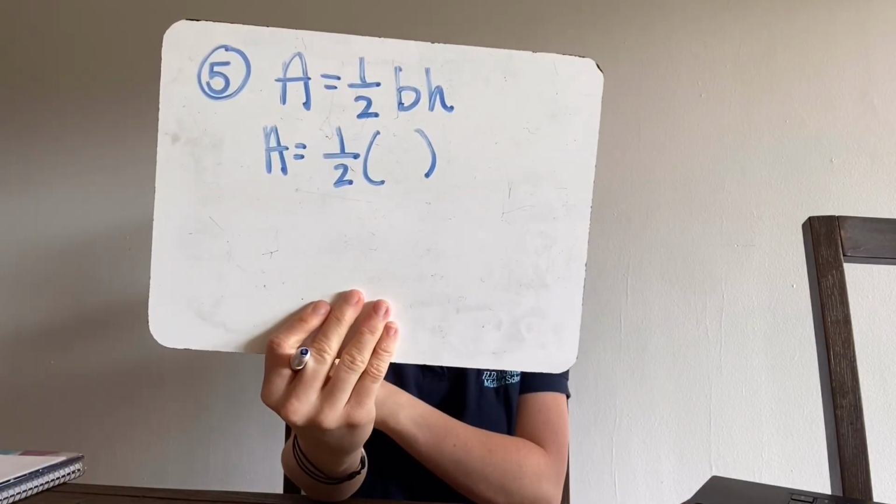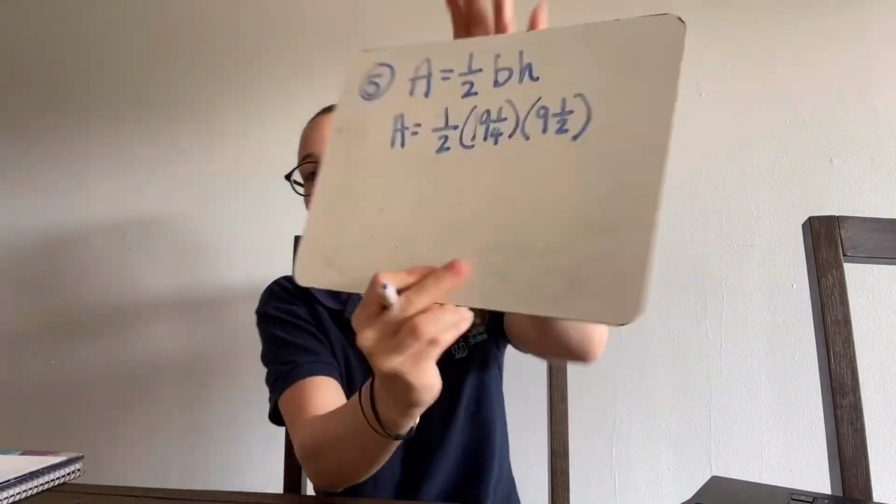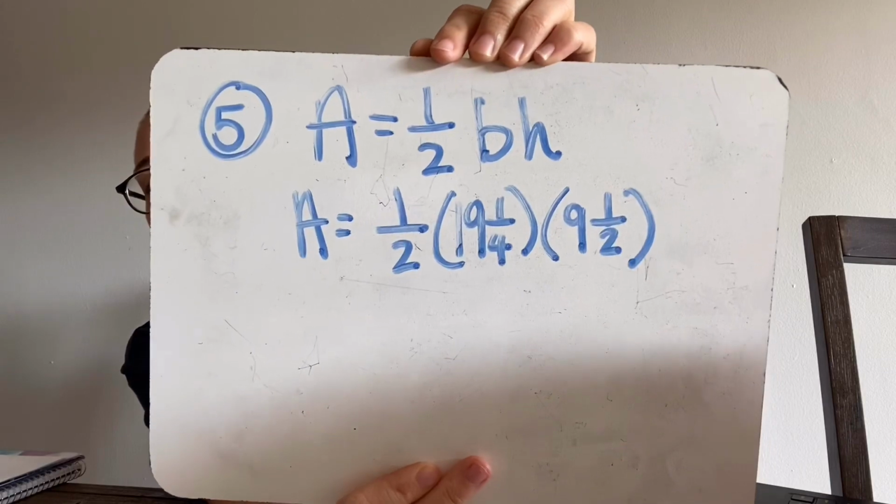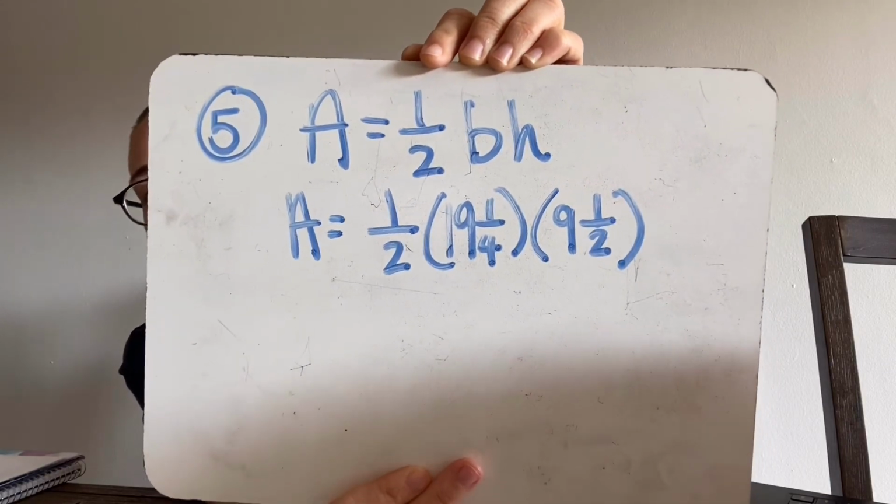we know that the base of number 5 is 19 1/4 yards. Yikes, 19 1/4. And the height is 9 1/2. Okay, holy moly. We've got some fractions there.